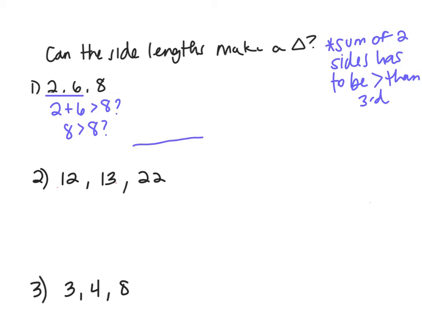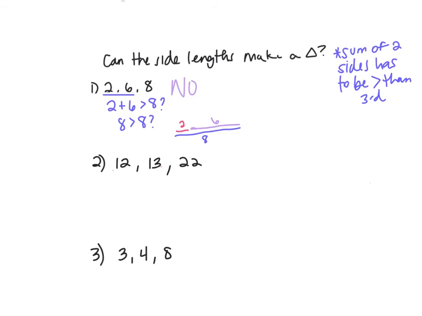We would have a side length of 8, we'll say 8, a side length of 2, and then a third side length of 6. All right, they would not make a triangle. They would just be a little bit too short, okay? So in this case, no, these three sides do not make a triangle.